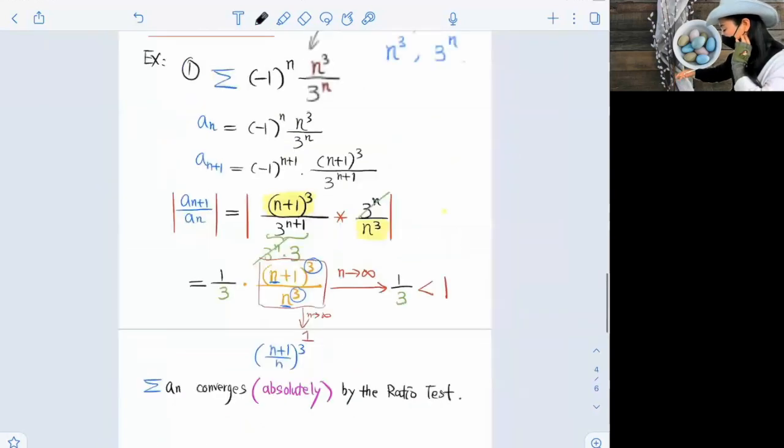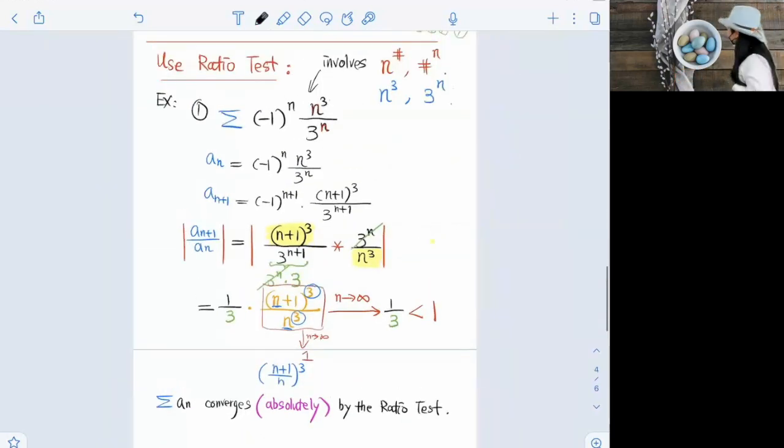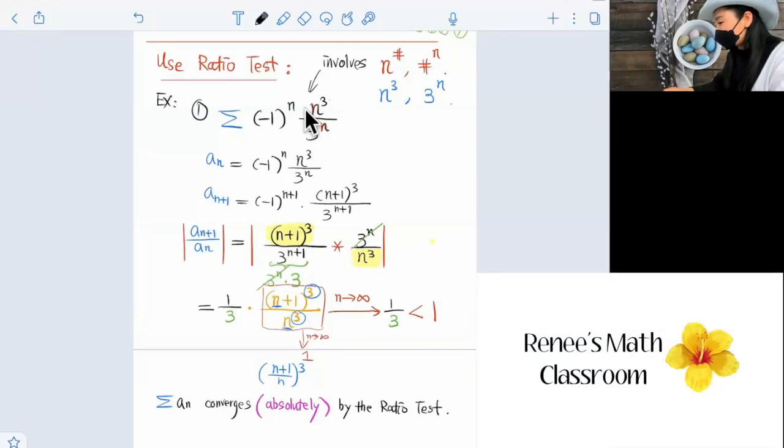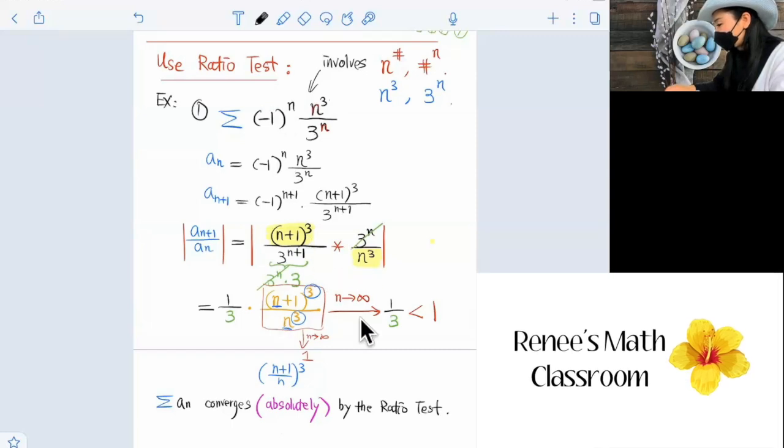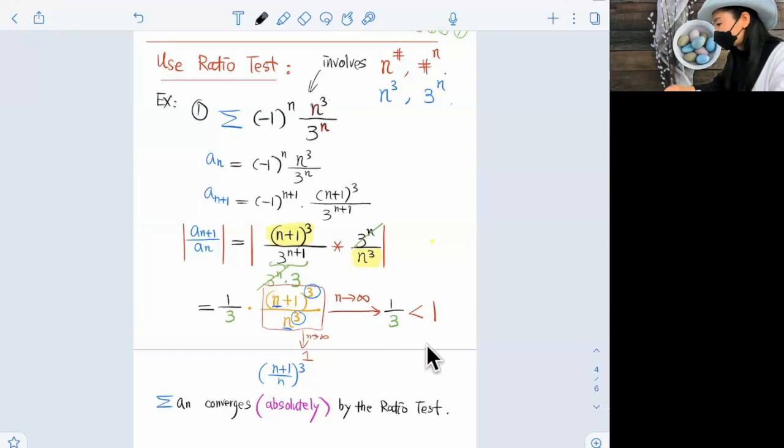Now you see why, when you see the pattern, where a_n involves n to some constant power, or a positive constant to the n power, you want to use the ratio test, because it will be easier to find the limit of the absolute value of the ratio. That suggests that we use the ratio test. The ratio test is actually quite convenient to use.